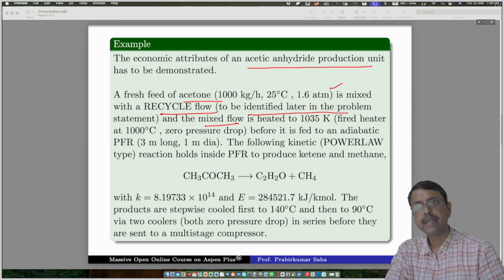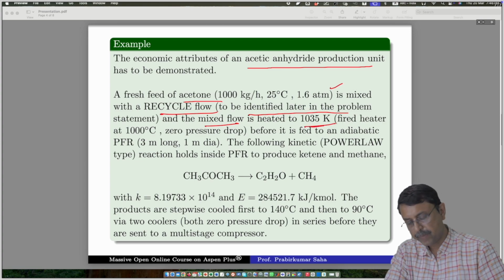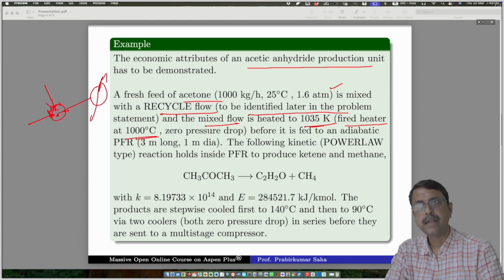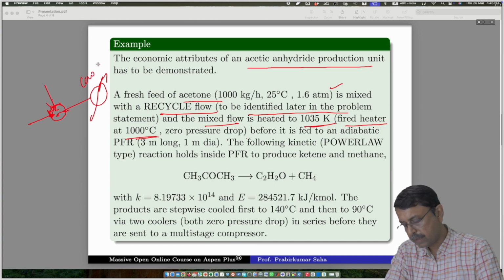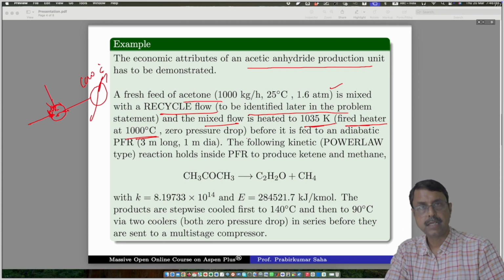The mixed flow, that means the acetone and the recycle flow, is heated to 1035 Kelvin through a fired heater which is operating at 1000 degrees centigrade and zero pressure drop. So basically we have this feed, we have this recycle, they are mixed over here and they are fed into a fired heater. Okay, and this fired heater is operating at 1000 degrees centigrade. Now this fired heater is a utility.